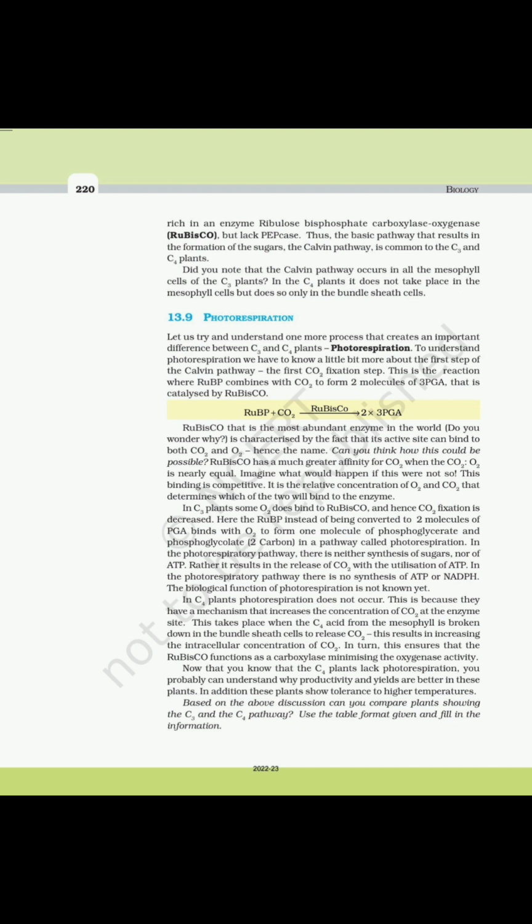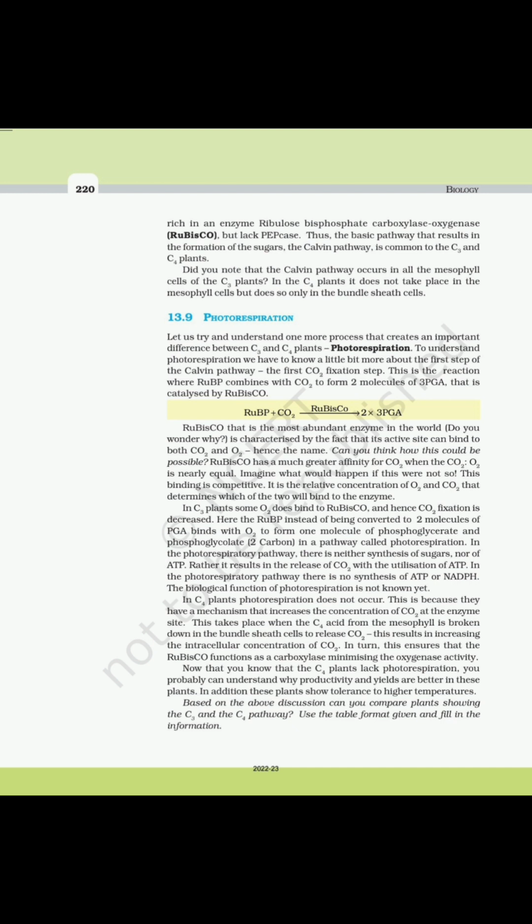It is the relative concentration of O2 and CO2 that determines which of the two will bind to the enzyme. In C3 plants, some O2 does bind to Rubisco, and hence CO2 fixation is decreased. Here the RuBP, instead of being converted to two molecules of PGA, binds with O2 to form one molecule of PGA and one molecule of phosphoglycolate in a pathway called photorespiration. In the photorespiratory pathway, there is neither synthesis of sugars nor of ATP. Rather, it results in the release of CO2 with the utilization of ATP. There is no synthesis of ATP or NADPH. Therefore, photorespiration is a wasteful process.